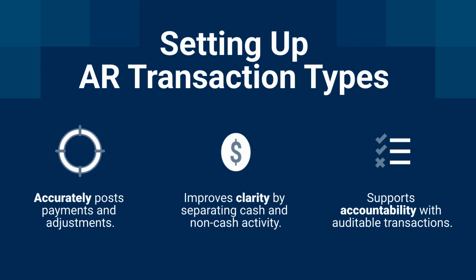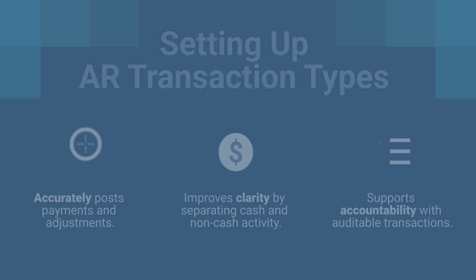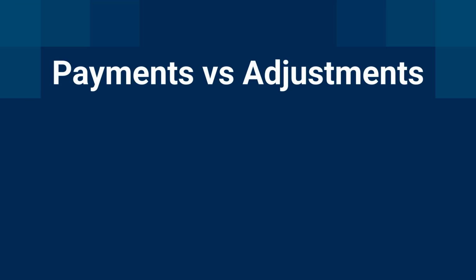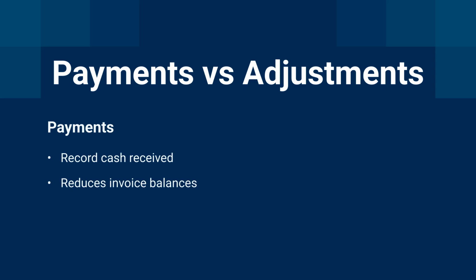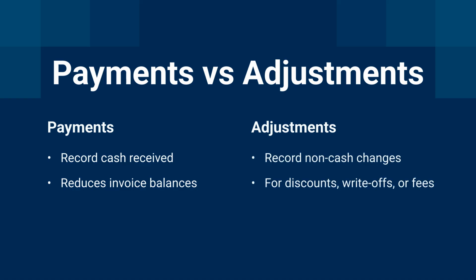When configured correctly, every transaction is handled the right way, from entry through reporting. AR transaction types fall into two categories: payments and adjustments. Payments represent cash received from customers and reduce the invoice balance through payment application. Adjustments are non-cash changes like discounts, write-offs, or fees used to increase or decrease an invoice balance. The key difference is simple: payments move money and adjustments change the accounting balance.